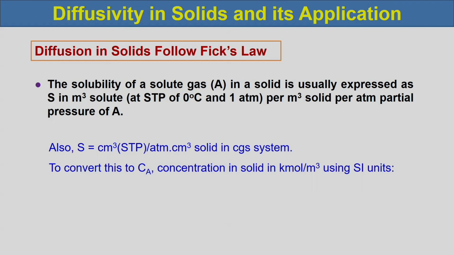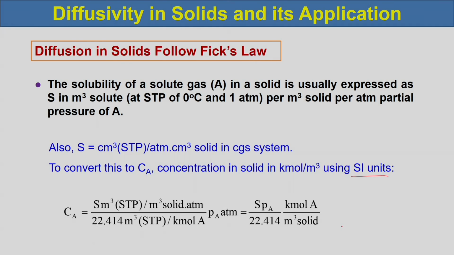To convert this to Ca, that is concentration in solid in kilomole per meter cube using SI unit, we can write Ca would be equal to S (meter cube STP divided by meter cube solid into atmosphere) divided by 22.414 (meter cube STP divided by kilomole of A) into Pa atmosphere, the partial pressure of component A. So, it would be S into Pa by 22.414 kilomole of A per meter cube of solid.